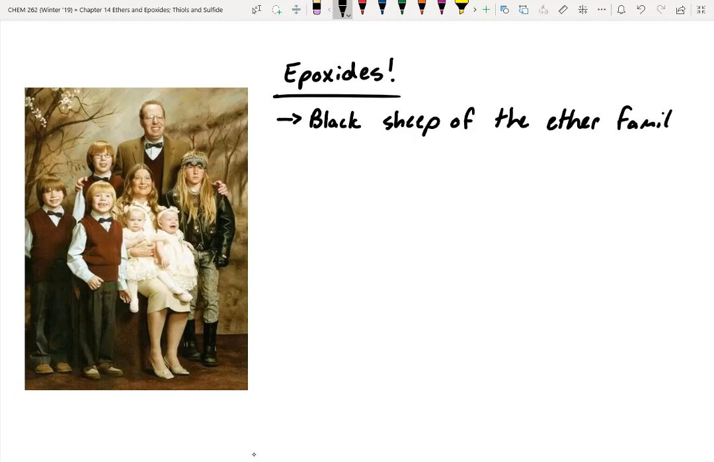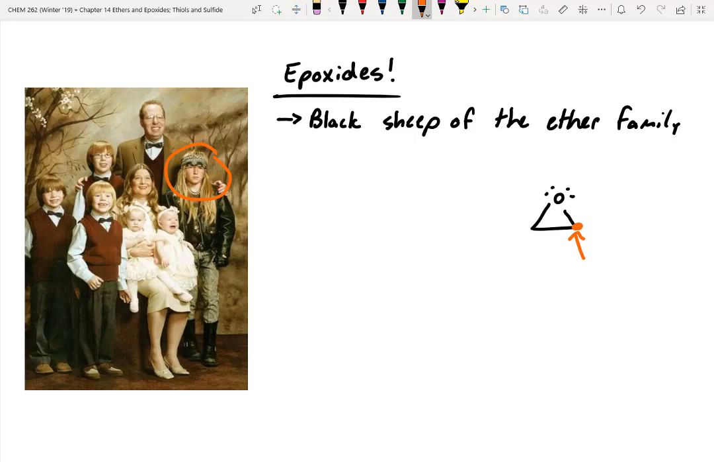And the question is, well, why is an epoxide, which is this three-membered ring with an oxygen in it, the black sheep of the ether family? Does anybody know? Because it's different, right? So just like this kid doesn't really fit in with the family, why is it different? What's that? It's taking the attention, sure, but why is it so much different than like diethyl ether, for example? Yeah, it's super unstable, right?